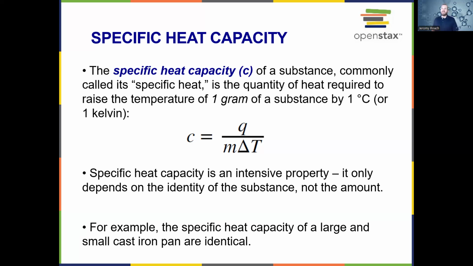Specific heat is an intensive property, so it doesn't depend on how much material you have, because we're just talking about 1 gram of the substance, and it's a unique number for every substance. And the formula is specific heat capacity equals heat divided by mass times change in temperature.